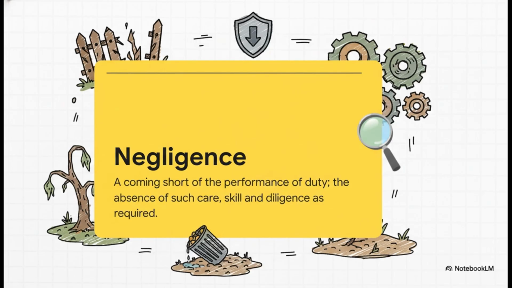Now, according to the legal definitions provided, negligence is, and I quote, a coming short of the performance of duty. It is also defined as a negative word, which signifies the absence of care. So what does this actually mean? The key takeaway here is that negligence isn't necessarily about an act of doing something wrong. Rather, it's about an omission, the absence of doing something you were legally required to do. It's that gap between the level of care a situation demanded and the care that was actually provided.